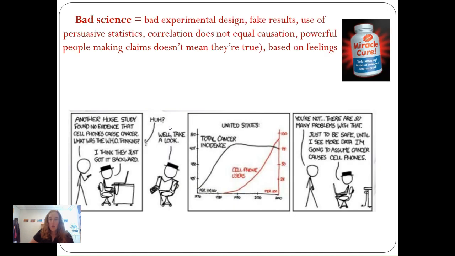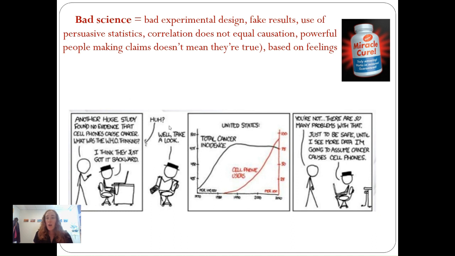So let's talk about bad science. What does bad science mean? An example of bad science is usually one that doesn't have an experimental design that actually tests for what it was trying to test for. The experiment they designed is not actually testing what the scientists think it's testing for. If you use statistics a certain way, you can make numbers say what you want them to say. If you use persuasive statistics, that's an example of bad science, because you're telling the story that you want to tell as the researcher rather than what the data is actually showing you.